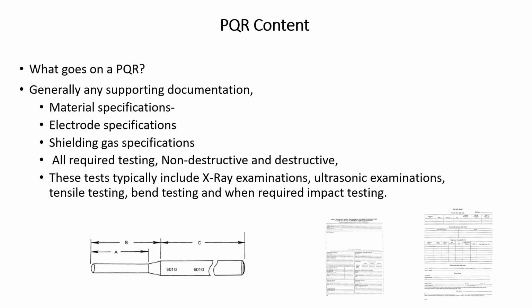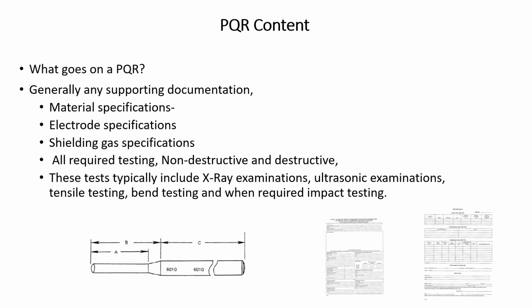What goes on a PQR? What's the information that you need to provide in a procedure qualification record? Well, generally any supporting documentation, material specifications, electrode specifications, shielding gas specifications, all required testing, non-destructive testing, destructive testing. These tests typically include X-ray examinations, ultrasonic examinations, tensile testing, bend testing, and when required, impact testing. Might have chemical testing in there too, corrosion resistance. So a lot of different things that you can have on here.